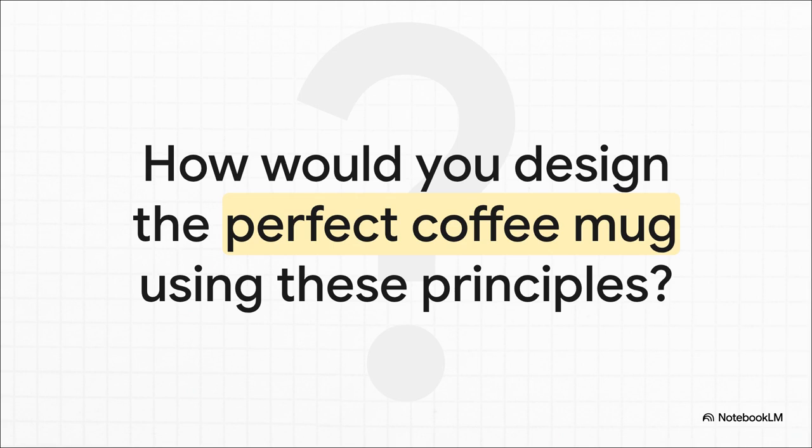So, now that you know the rules of the game, let's bring it all the way back to the beginning. How would you apply these principles to design the perfect coffee mug? What materials would you use? What shape should it be? What features would you add to fight conduction, convection, and radiation? It's a simple question, but thinking it through shows you just how powerful these ideas really are.